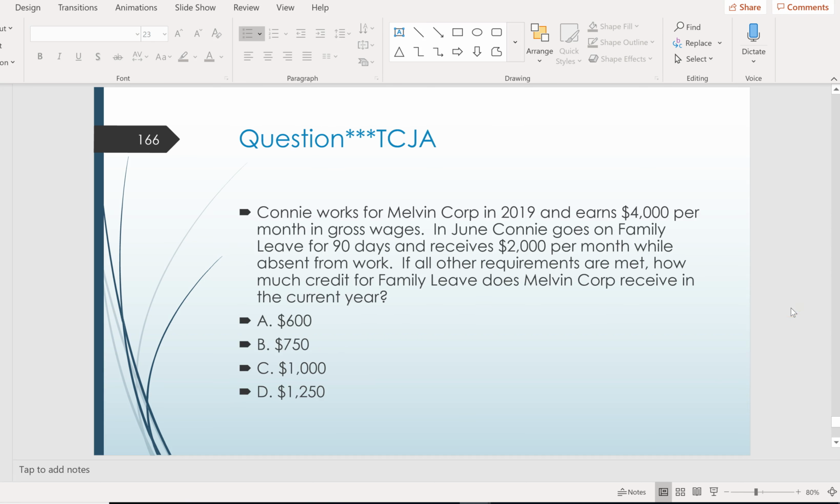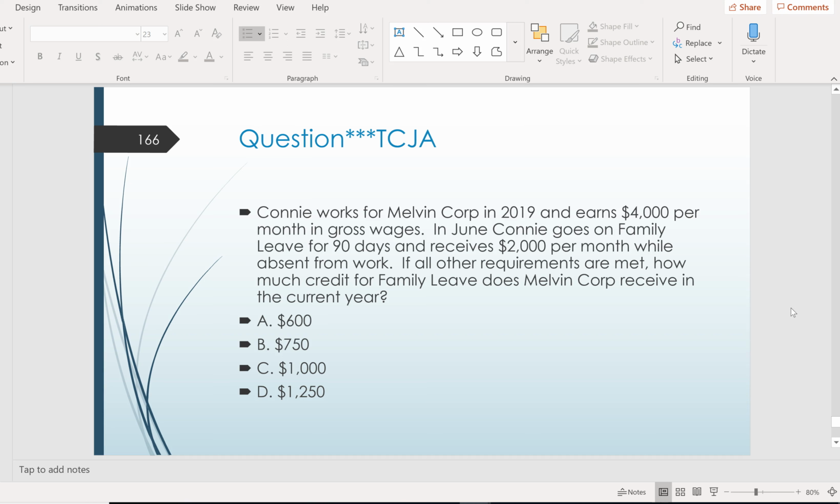All right, here's another tax credit that they're very likely to ask you about, and that's the tax credit for family leave. You know the CPA exam, they like to be a very relevant body. So if something's new, they want to ask you about it. And this is brand new.